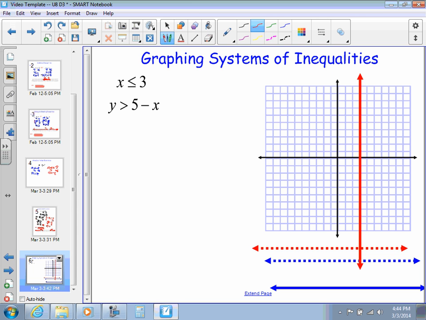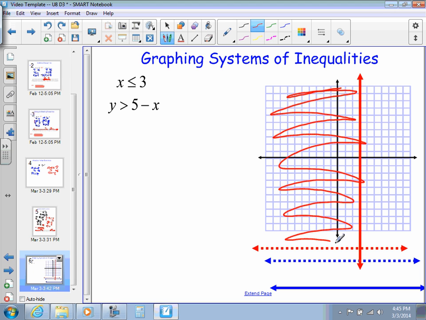Well, that's over on this side, because if you look at the x-axis, over to the left we've got 2 and 1 and 0, and then all the negatives. Those are the ones where the x is less than. So I'm looking at this side of that line. Now let's take a look at the other one.